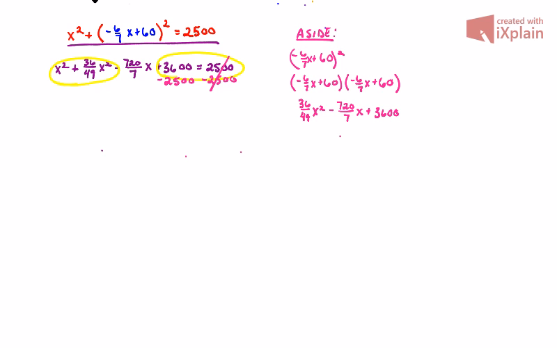So in other words, I'm going to write this as, instead of a 1, I'm going to write it as a 49 over 49. So now I can combine or add these two coefficients together. All right, so this comes out to 85 over 49 times x squared minus 720 over 7 times x plus 1100 is equal to 0.